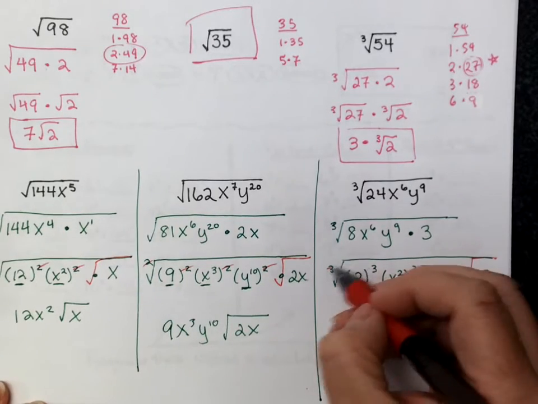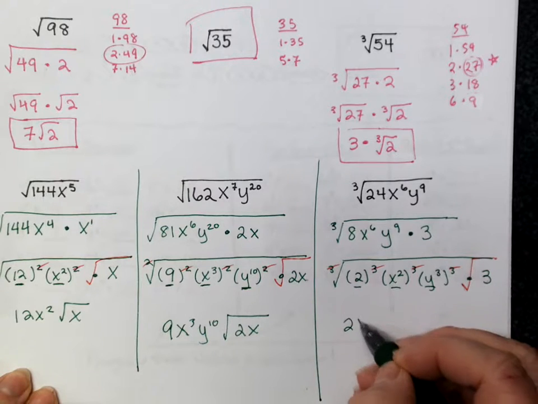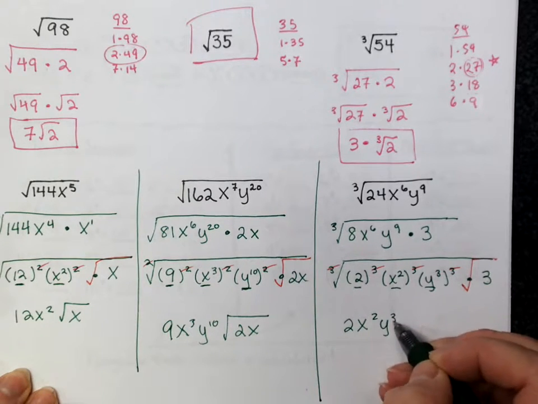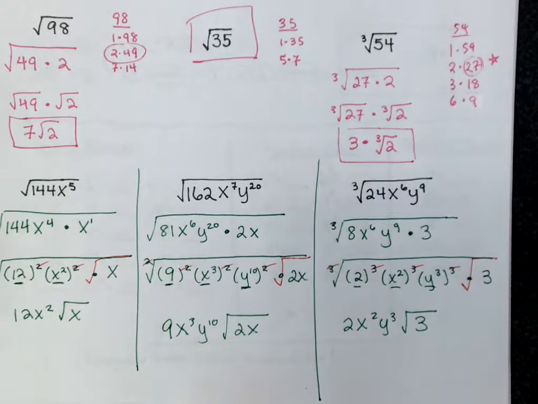Because those exponents and the index canceled out, killing the radical, you're left with 2, x squared, y cubed, and then this part, which is still trapped. The leftover bit stays under the radical.